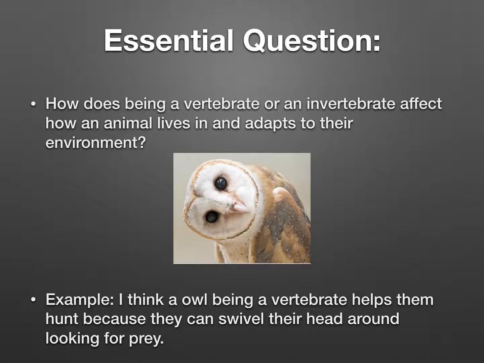Maybe an example would be, this is my example, I think an owl being a vertebrate helps them hunt because they can swivel their head all the way around looking for prey. They for sure have that spinal column, which allows them to turn their neck all the way around and look for prey, and make sure that nothing is coming up around them or that they're in any danger. So it's a really great hunting tactic for them, as well as something to keep them safe. That is just one example. You aren't allowed to use that example. Think of one on your own. And then if you could also write your example on that exit ticket, then you may leave when you're done.